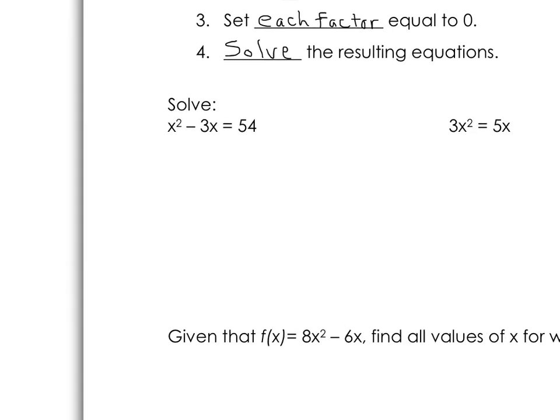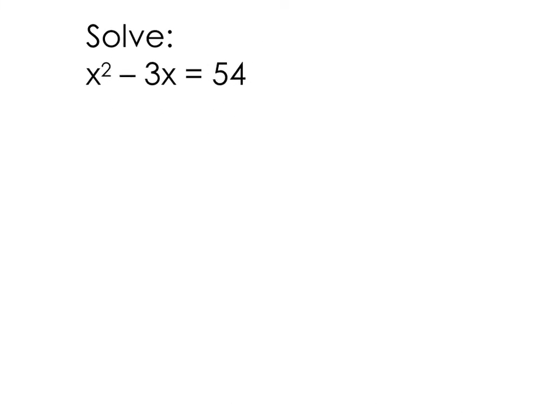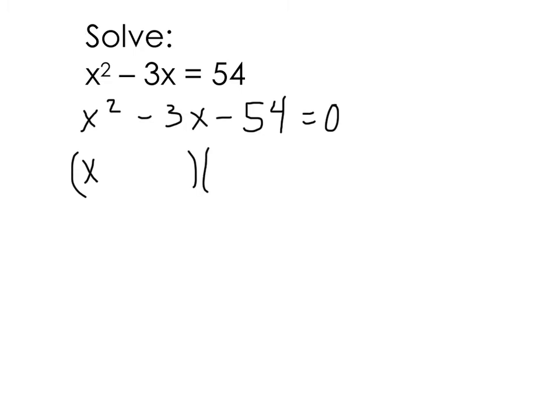So let's look at this problem. Solve x squared minus 3x equals 54. We don't have equals 0. We have to have equals 0. Let's subtract 54 from both sides. That gives us x squared minus 3x minus 54. Now we want to factor.